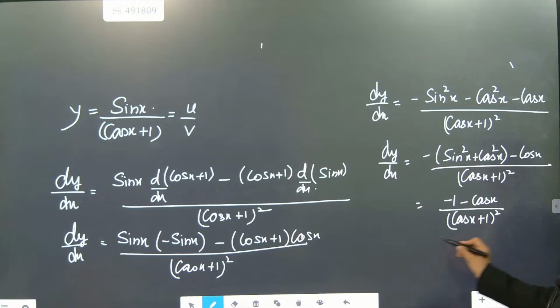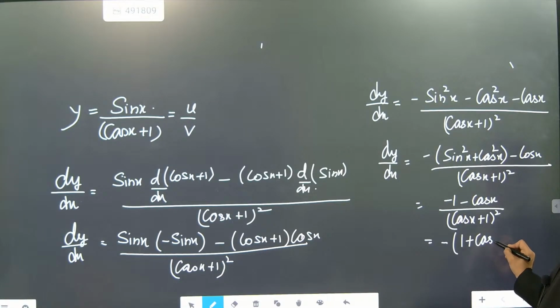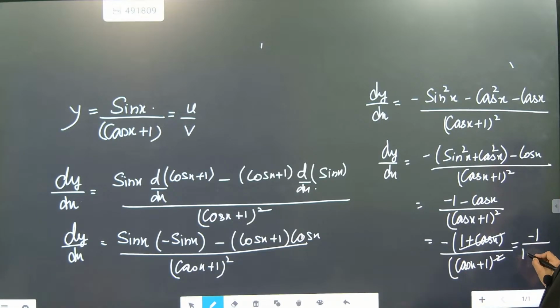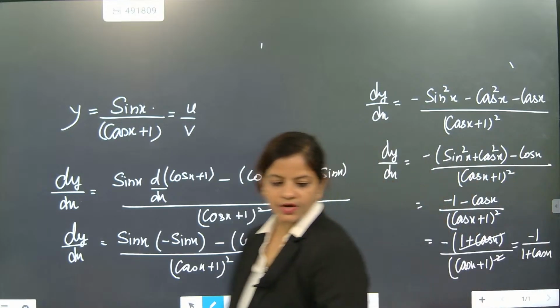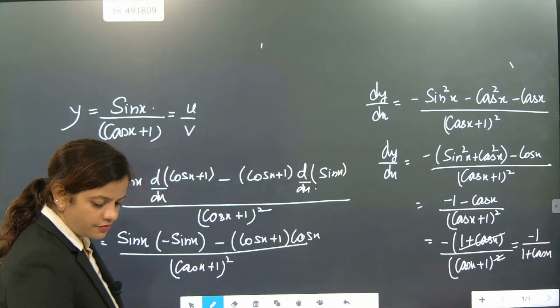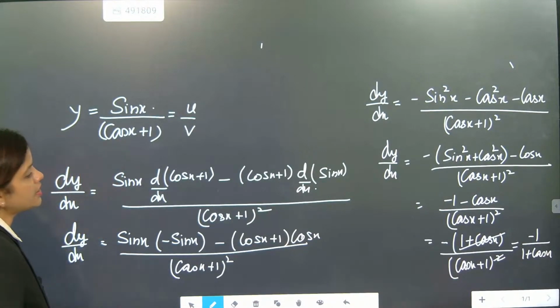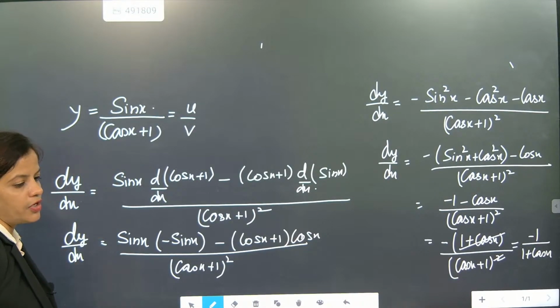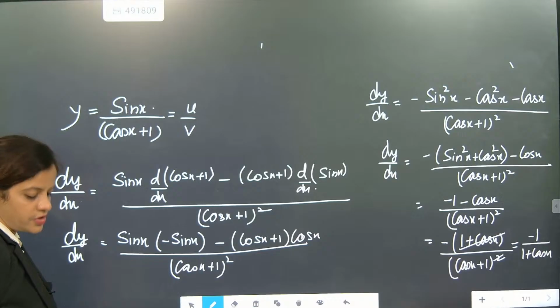What we will do next? We will take minus common. It will become 1 plus cos x by cos x plus 1 whole square. Same now, so this and this will get cancelled. Answer will come minus 1 by 1 plus cos x. We got the answer beta, minus 1 by 1 plus cos x. This is the way to solve the question. So definitely this type of questions are very very important for you people. So this question we have done.